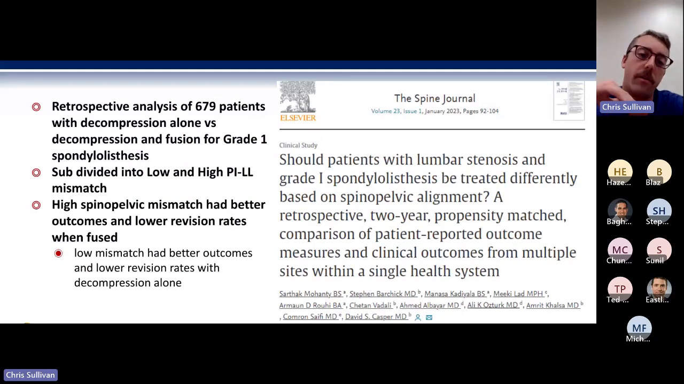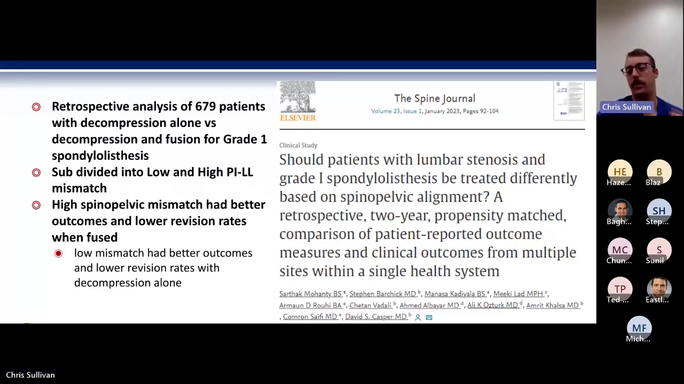This is also important, not just in deformity surgery, but for lots of different surgeries. So for patients who have a significant neurologic component to their symptoms, people who have lumbar stenosis, we should also take into account their deformity. This was a retrospective analysis of 679 patients with lumbar stenosis and grade 1 spondylolisthesis.